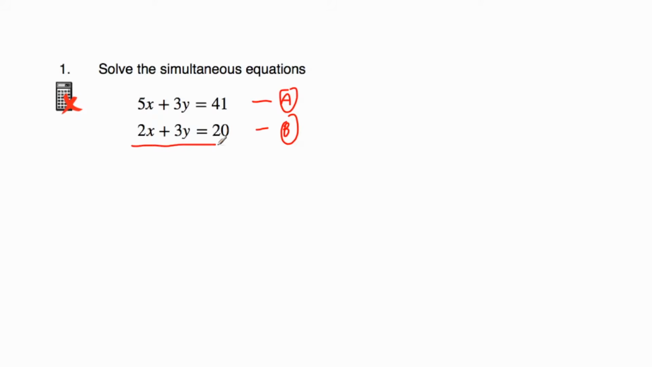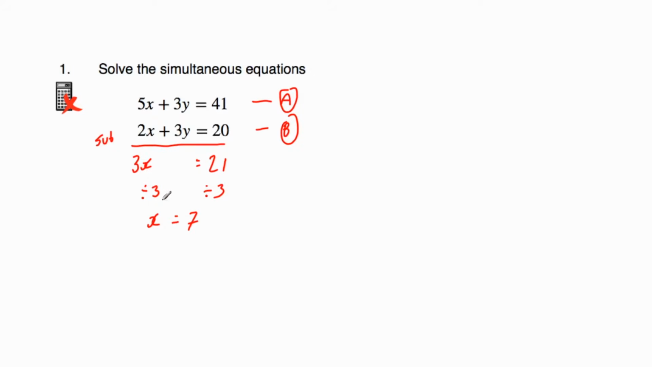Okay, so let's take them away from each other. So subtract. So we've got 5x take away 2x. Well, 5x take away 2x is 3x. 3y take away 3y is 0, so they cancel out. And then we've got 41 take away 20, and 41 take away 20 is 21. So we've got 3x equals 21. Now if we divide both sides of this equation by 3, we can then find out what x is. So divide by 3 and divide by 3. So 3x divided by 3 would just be x, and then 21 divided by 3 is 7.